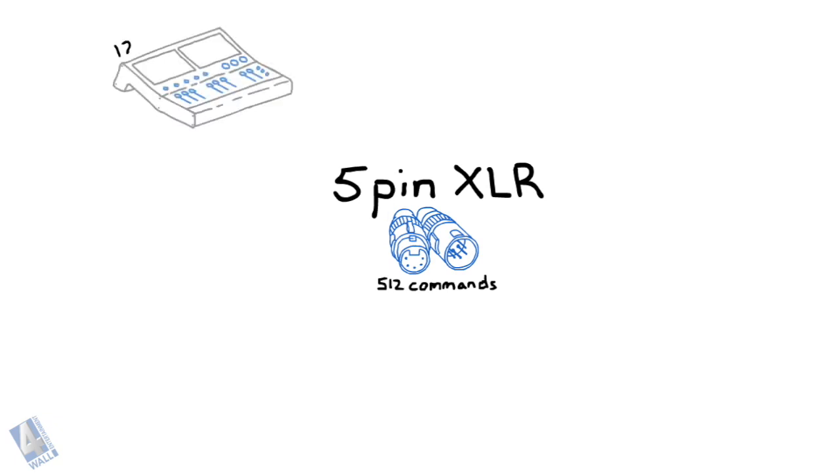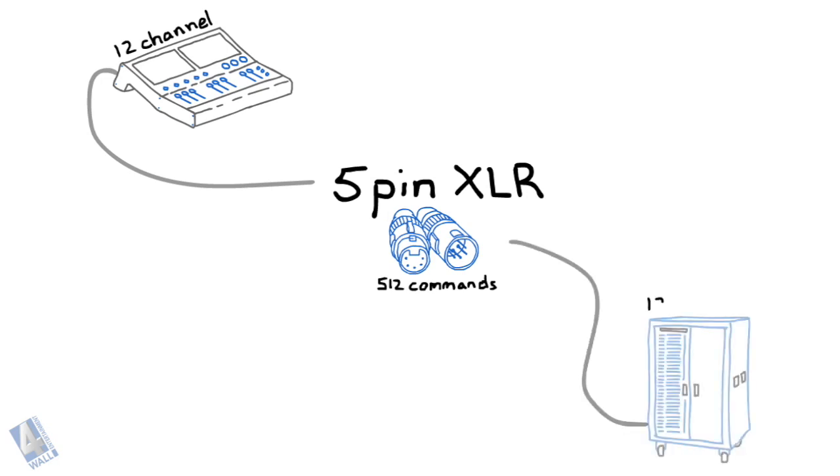Now that we've covered the history of DMX, we can talk about it in further detail. DMX is sent through a 5-pin XLR cable. The DMX 512 cable can carry 512 commands or parameters. It can recognize if you have a 12-channel console. You are going to use up to 12 parameters or commands talking to 12 dimmers.